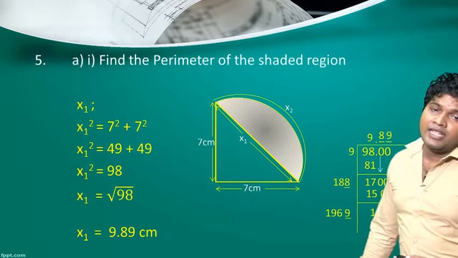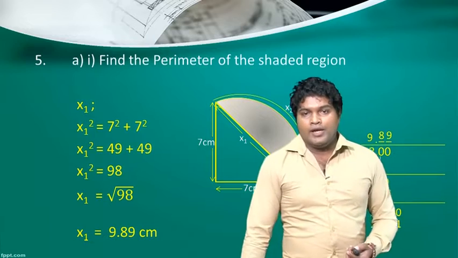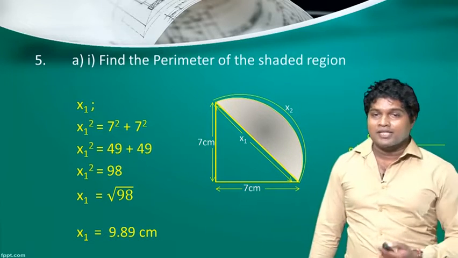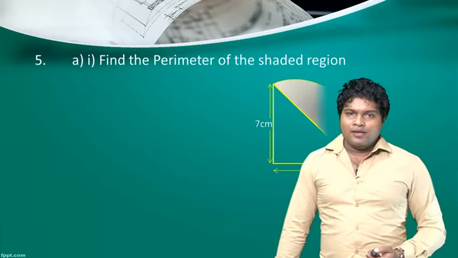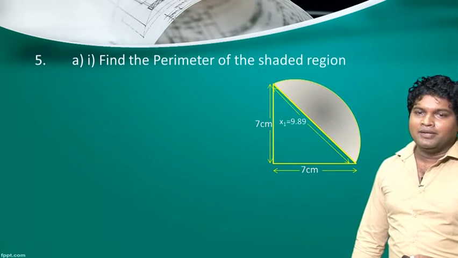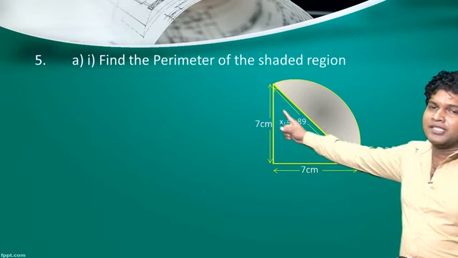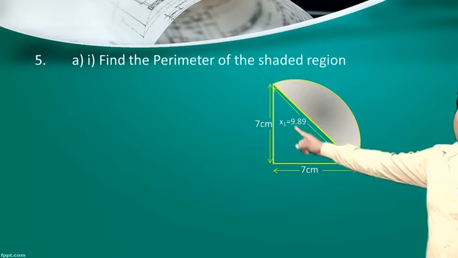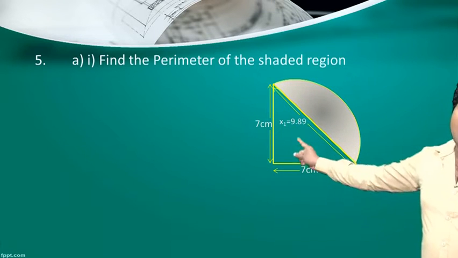The next one, the length of x1, the straight length, is 9.89 centimeter. Right. Not only that, in addition to this length, we have to find the arc length. We are still in the perimeter question. We have already obtained the length 9.89, x1, which we have mentioned in the diagram. Whatever answer you obtain, you have to follow it in the diagram itself. You must do this, otherwise you can miss the answer you obtained.